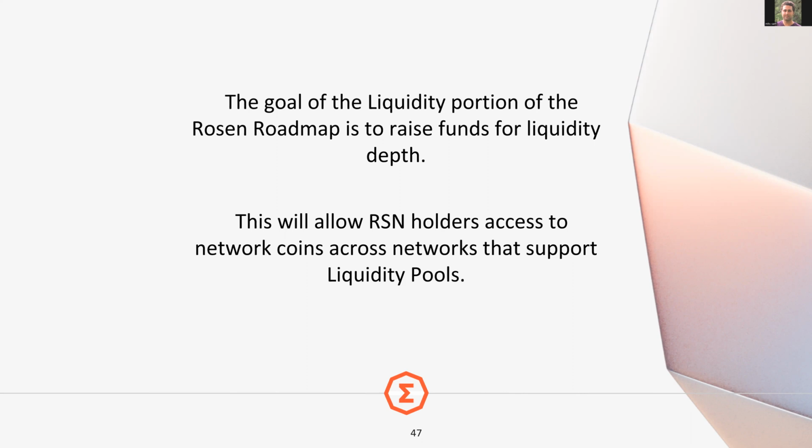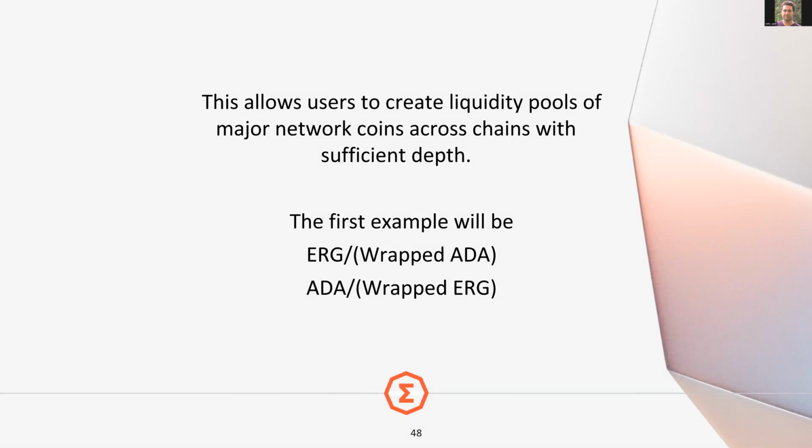So when we raise liquidity depth, it's going to allow Rosen holders access to network coins across different blockchains. And it will be something long term that the guards try to manage across markets. So I would say that some of that initial ADA from the ISPO will end up on Ergo. Some of it will end up on Ethereum. Some of it will end up potentially on Avalanche and other networks that we end up bridging to. And what that does is it starts to create major coin depth across markets.